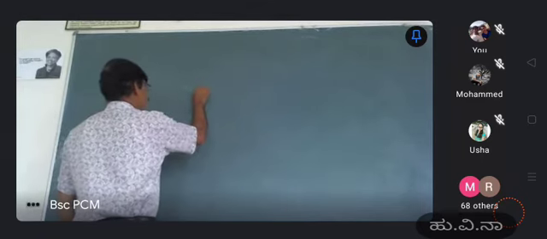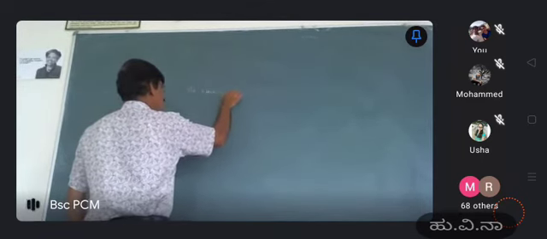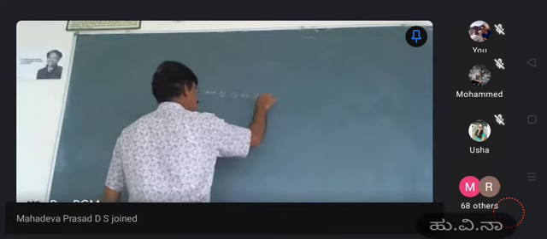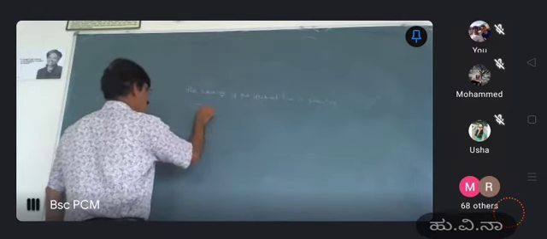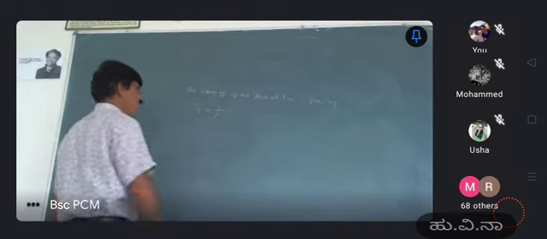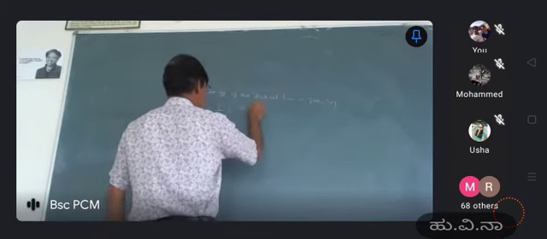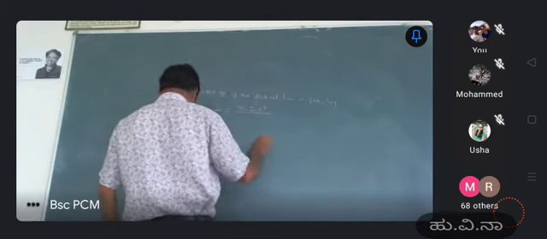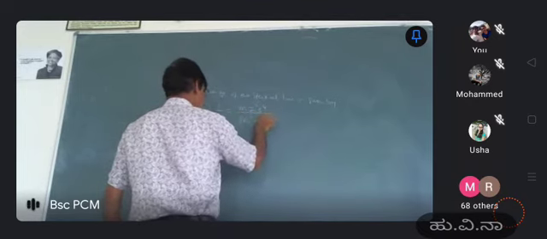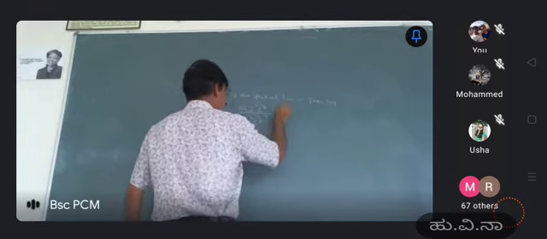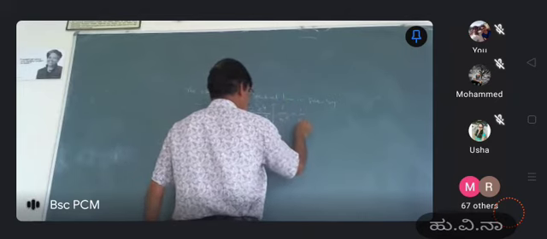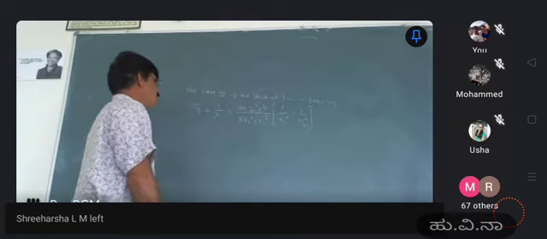So the wave number of the spectral line is given by nu bar is equal to 1 by lambda. That is given by m z square e to the power 4 divided by 8 epsilon naught square c h cube into 1 divided by n1 square minus 1 divided by n2 square. So this is called the wave number.